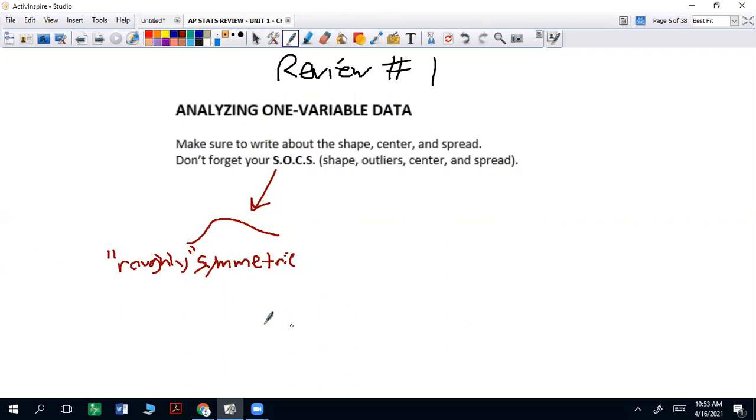So it's roughly symmetric, or maybe it's skewed. Maybe it's, was that left skewed or right skewed? Ooh, it's skewed left. So it's always in the direction of the tail. Okay, so it's skewed left. And then you might have things that are skewed right.